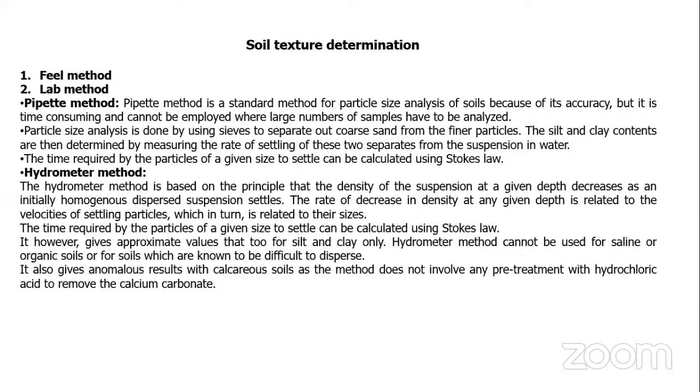Okay, thank you. Now, coming to the lab method, there are two methods. First one is the international pipette method, and second one is the hydrometer method, that is, a hydrometer is used. The pipette method is a more accurate analysis for soil texture determination. The pipette method was developed by Dr. G.W. Robinson. You can note this down, it is not mentioned in the slide. It is often asked in multiple choice questions.